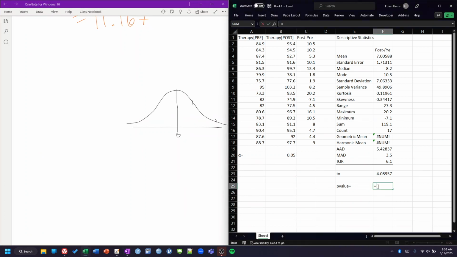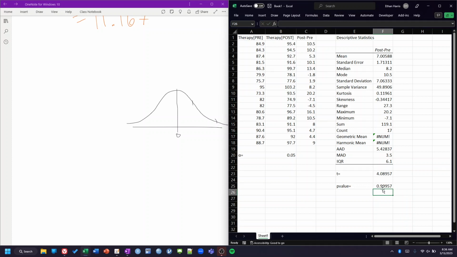So we're going to say equals T.DIST. We need our x value here, and that represents the t that we calculated. There's our t. We need our degrees of freedom, which is, remember, our count minus 1, comma, and then it asks for cumulative. And we do want the cumulative, so we want to say true. I'll hit enter.